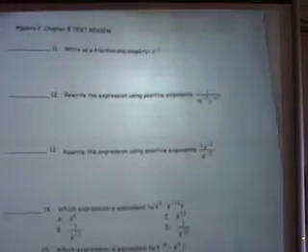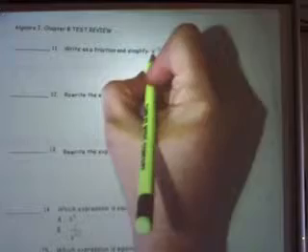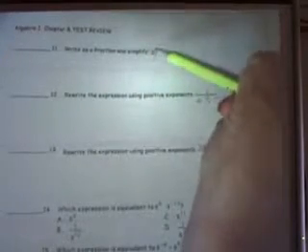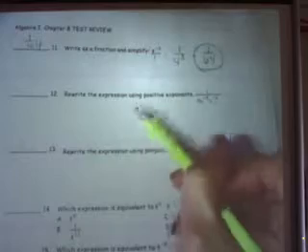Number 11, write as a fraction and simplify. Okay, to write as a fraction, we're just going to put it over 1. Hey, I have a negative exponent. I don't want that. So remember, if we flip it, it's going to become positive. Simplify that on down, we're going to get 1 over 64. Number 12, rewrite the expression using positive exponents.